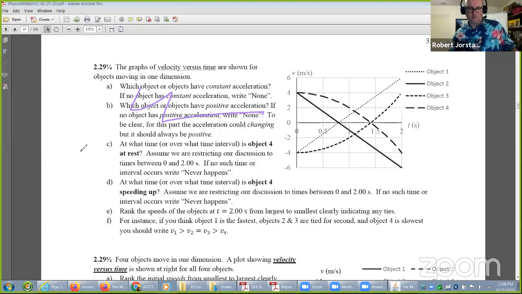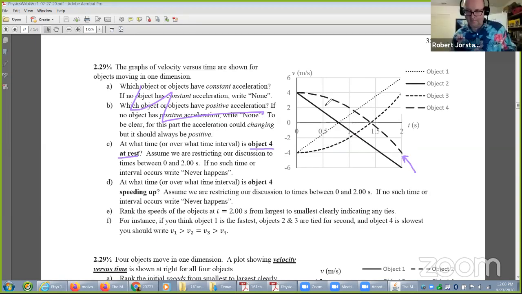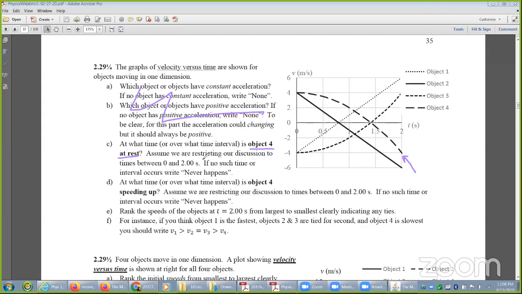Next, at what time or over what time interval is object 4 at rest? Okay, so object 4 is, let's see, the big dashed, this one. Would it be from 1 to 1.5? Nope. That's a good guess. Not quite. Anybody else? What does it mean to be at rest on a VT plot? If you're at rest, what does that mean?